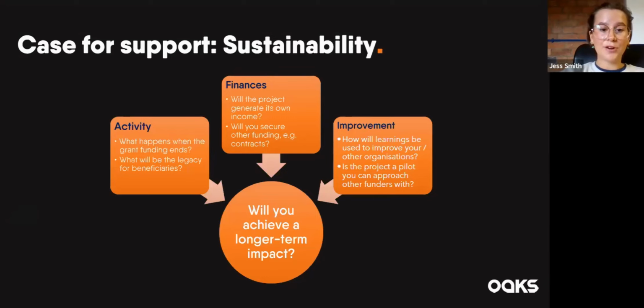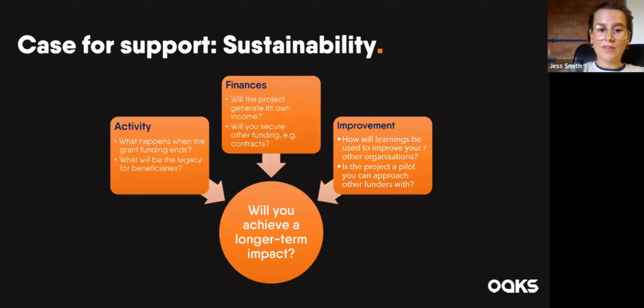And finally, you'll think about improvement. So how will what you've learned from the programme change what you do in the future, change other programmes that you've run and other projects to be more efficient and more beneficial for your participants?